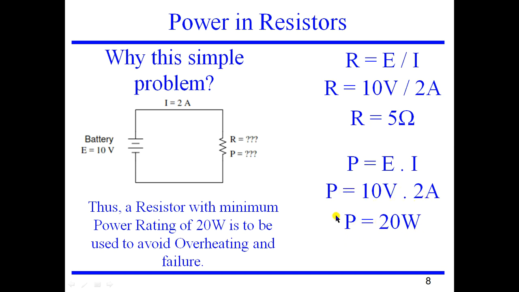So why did we find this 20 watts? When I supply 10 volt and 2 amps is flowing through this circuit, the resistor being 5 ohms, there is 20 watts of power that is being dissipated over here. Please remember, it is not a quarter watt or half a watt that is being dissipated in this circuit, it is 20 watts.